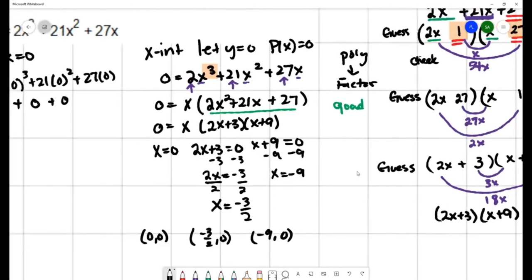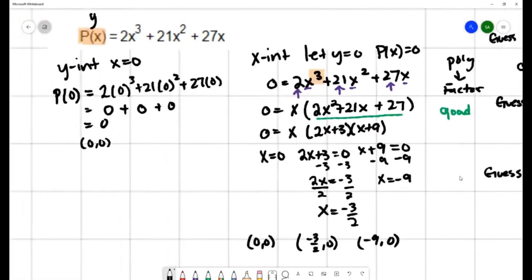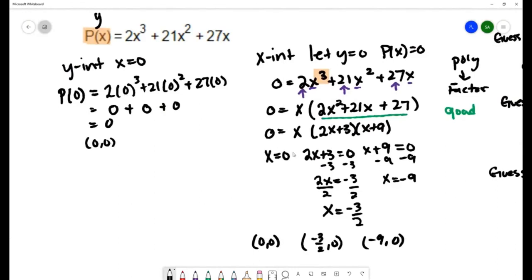So let me show you the final answer one more time. We have a y-intercept of (0, 0), an x-intercept of (0, 0), (negative 3 over 2, 0), and (negative 9, 0).